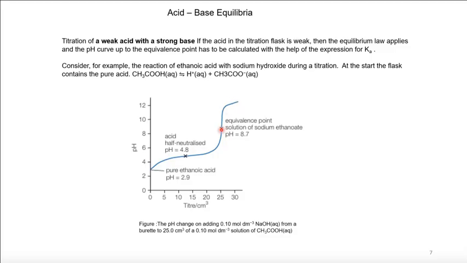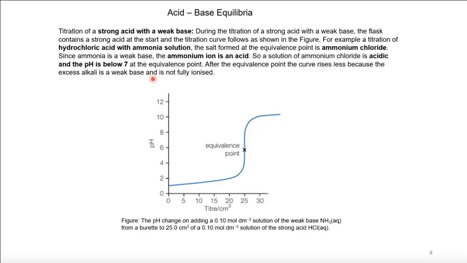This is a salt, sodium ethanoate. We see an equilibrium reaction, the ionization reaction of this weak acid, ethanoic acid. We come to the next, strong acid with a weak base. We started with a strong acid and a weak base, and then you see here the end point is below 10. So it is a strong acid and weak base.